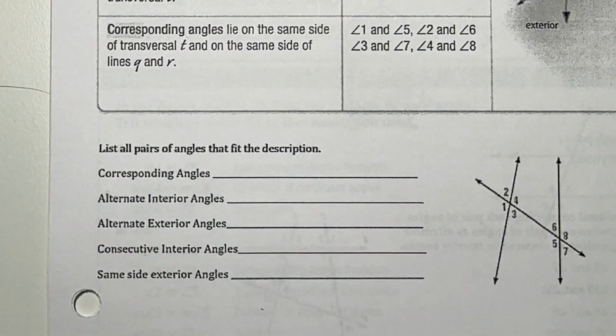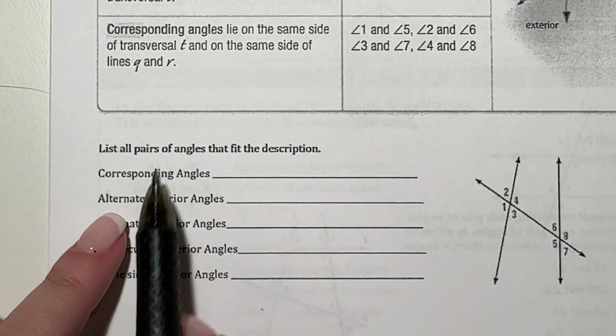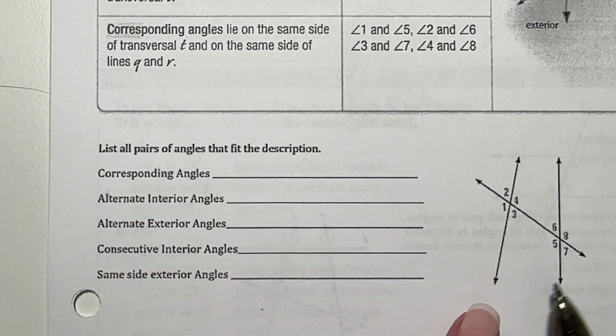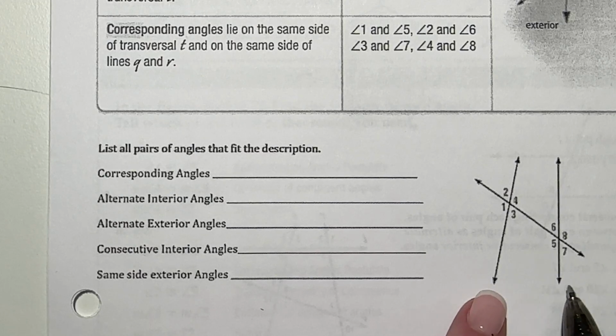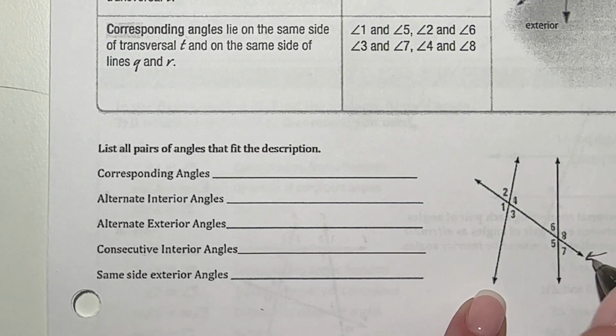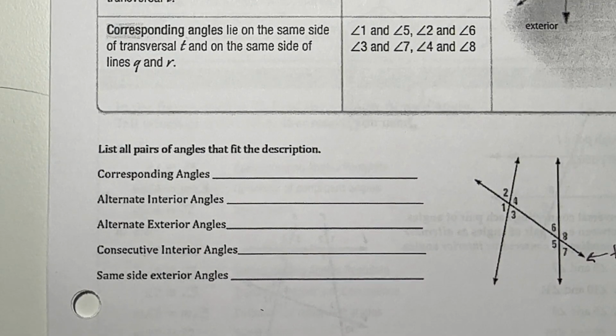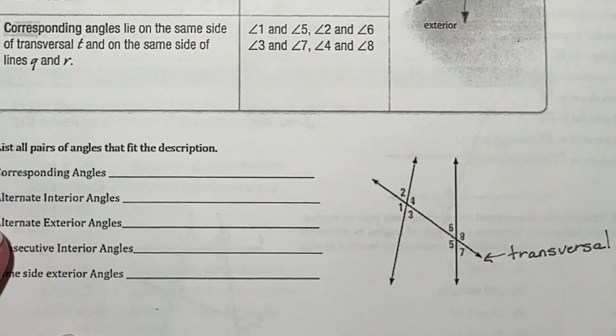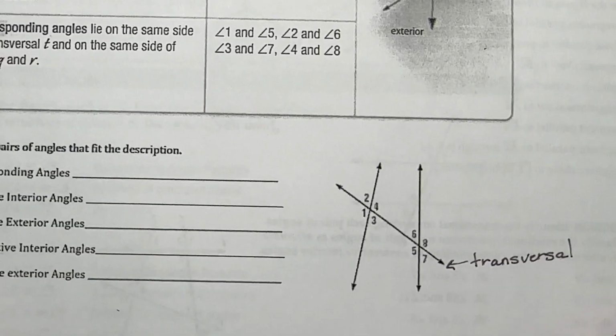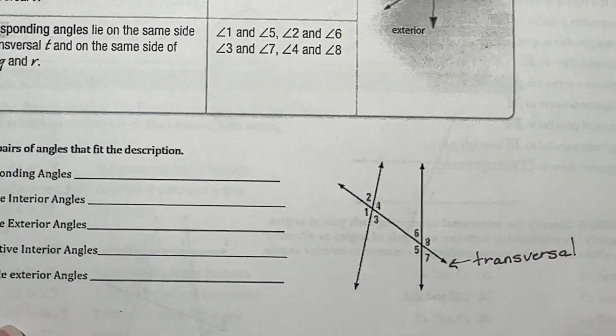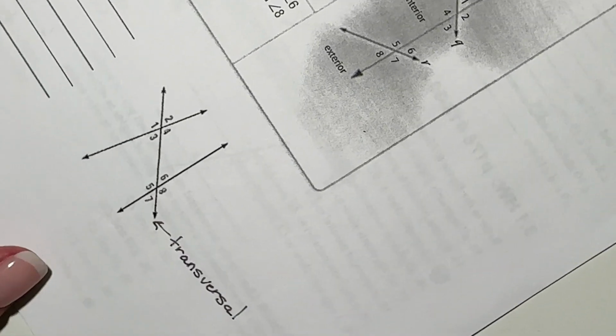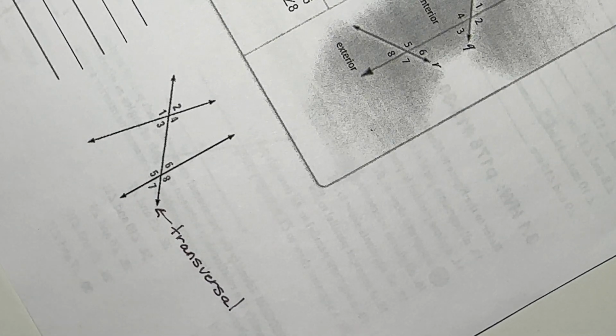So let's talk about your pairs of angles. So again, if you need to, you can look up above. All right, so we have two lines, and this is your transversal. Okay, so that's a transversal. How do I know it's a transversal? Because it is crossing the two lines. Now, I like to kind of turn them this way when I'm looking at them. So that's the way I like to look at them.